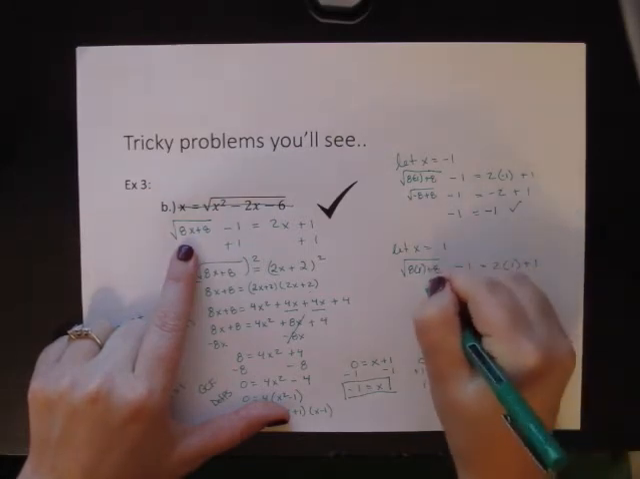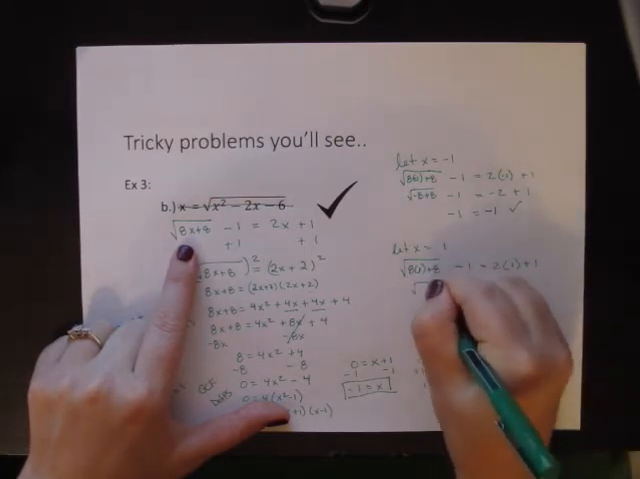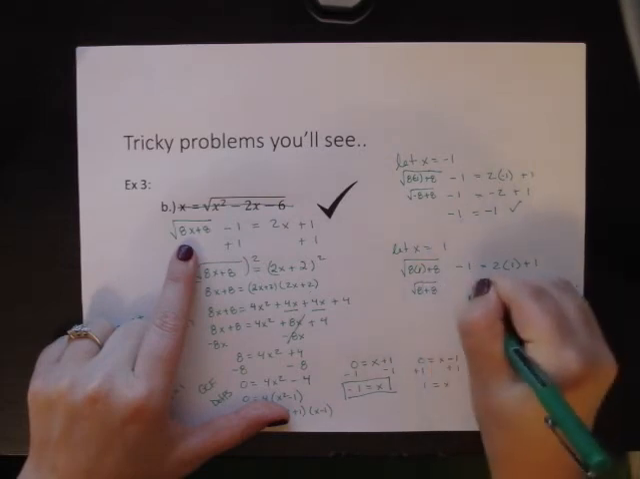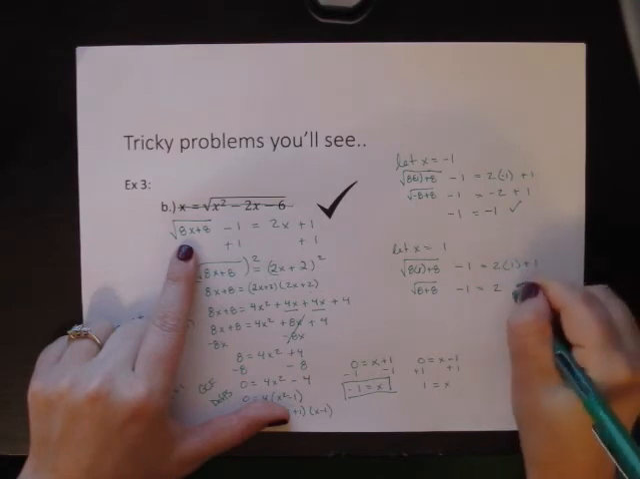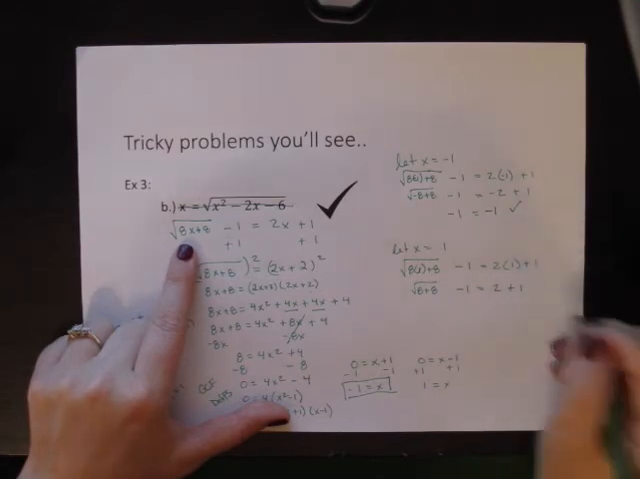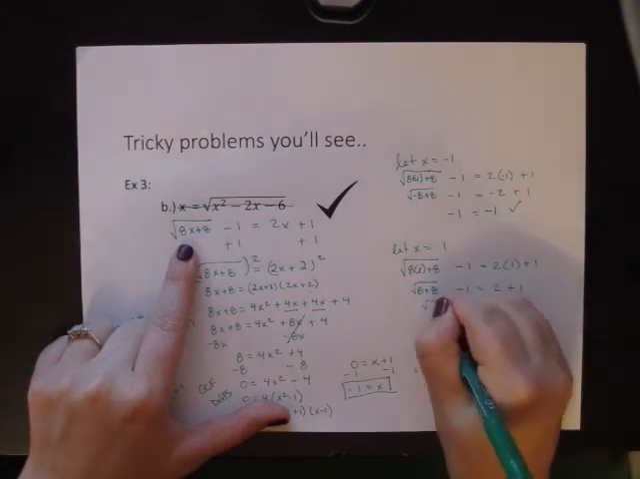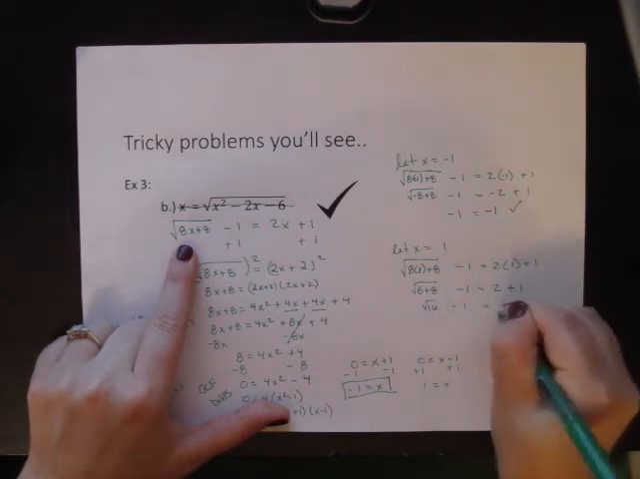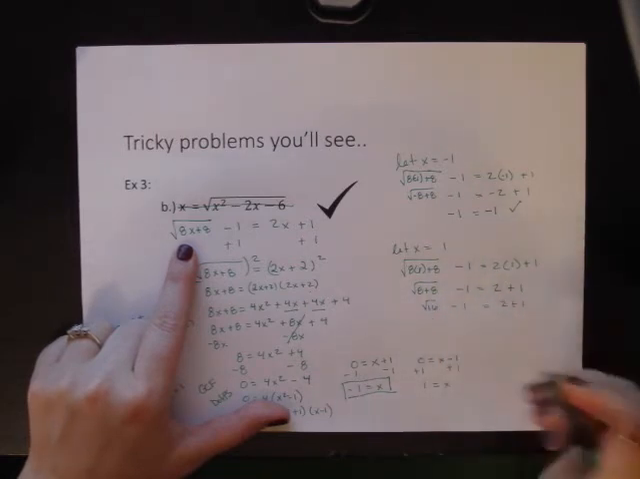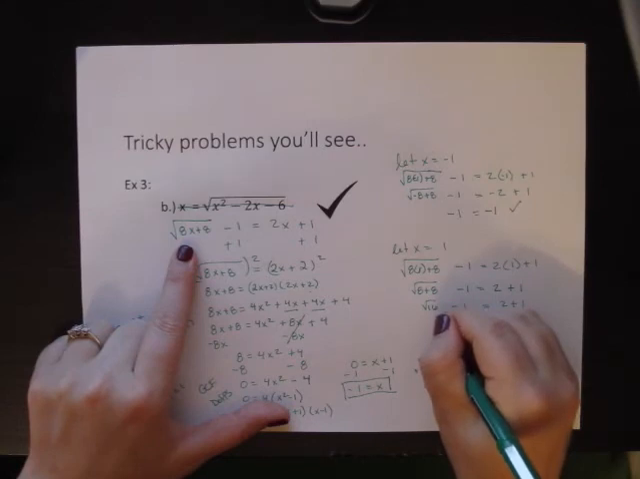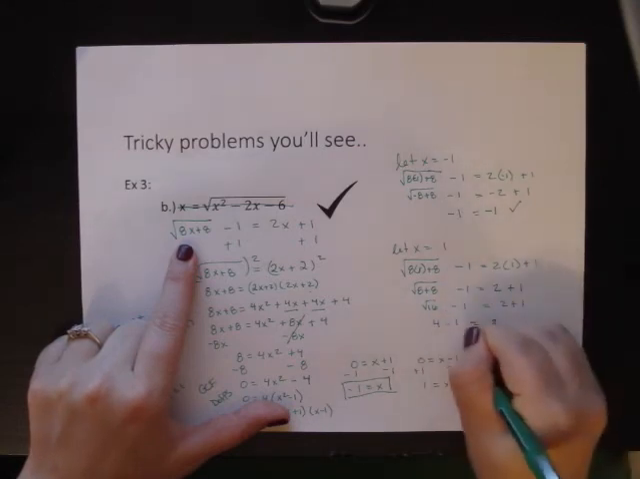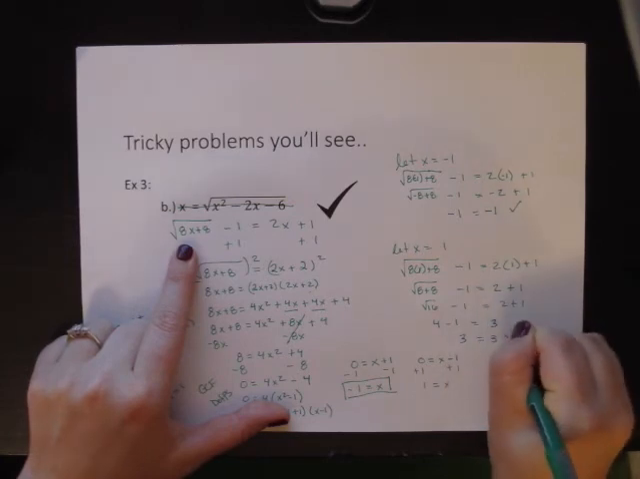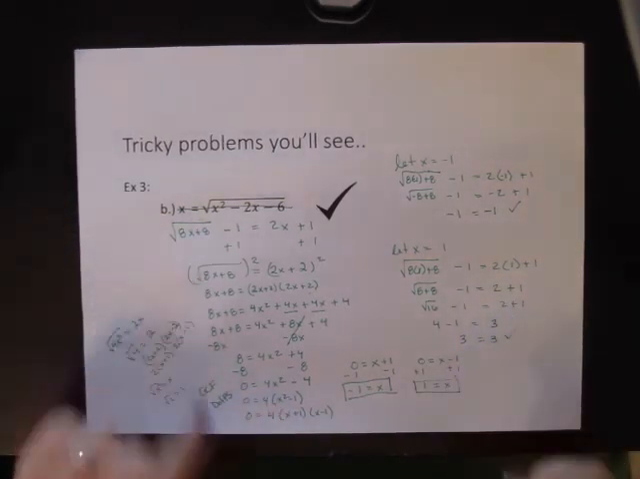So 8 times 1 is going to be 8. So I get the square root of 8 plus 8 minus 1 equals 2 plus 1. So 8 plus 8 is 16, so I get the square root of 16 minus 1 equals 2 plus 1. I could have cleaned that up. Square root of 16 is 4, minus 1 equals 3. 4 minus 1 is 3, equals 3. Those two check out. I come and I box my answer.